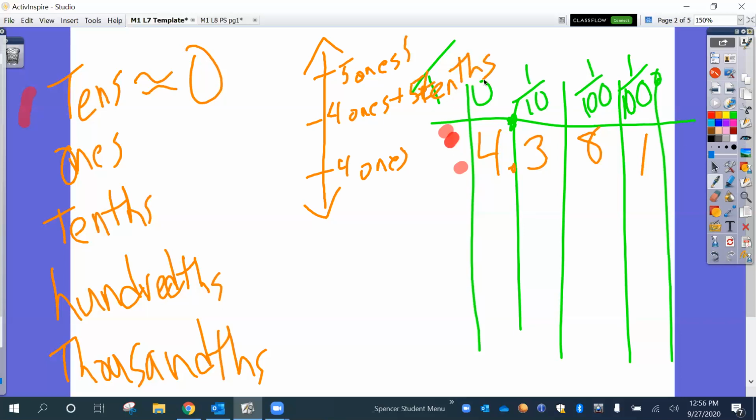Okay, so, well, we know that this is going to be 43 tenths. Oops, that's for the next problem. Sorry.